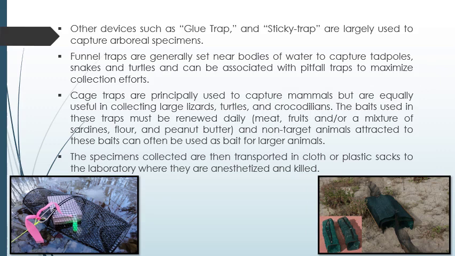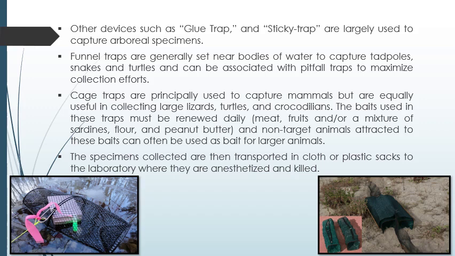Other devices such as glue traps and sticky traps are largely used to capture arboreal specimens. Arboreal specimens are those which spend most of their life on the trees. Funnel traps are generally set near bodies of water to capture tadpoles, snakes, and turtles, and can be associated with pitfall traps to maximize collection efforts. Cage traps are principally used to capture mammals, but are equally used in collecting large lizards, turtles, and crocodilians.